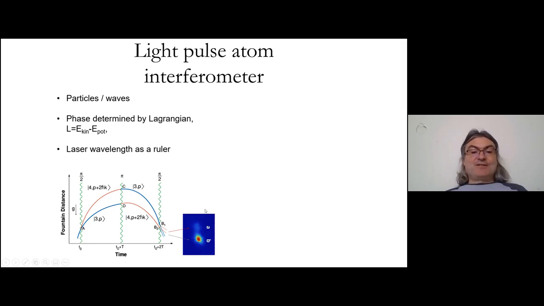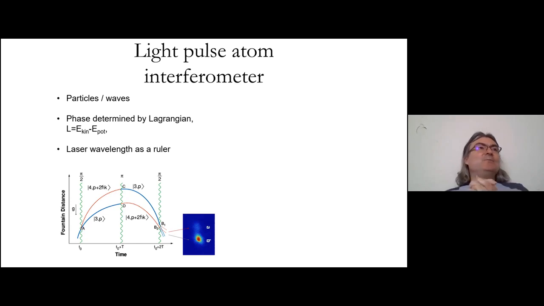Here's an actual picture of atoms in our lab. The interference fringes at that moment are such that most of the atoms are in the lower output, and if the phase changes by 180 degrees, then they will all be in the upper output. The phase difference between the two interferometer arms is determined by the Lagrangian integrated along those arms, and the laser wavelength acts as a ruler for reading out the interference fringes, leveraging the precision of laser frequency stabilization for the phase readout.